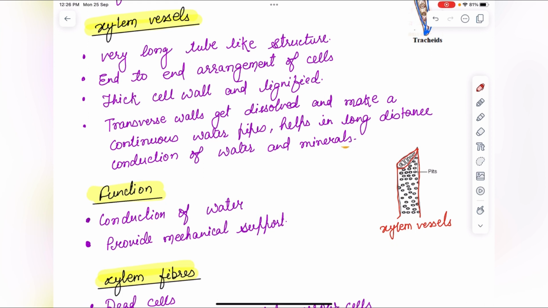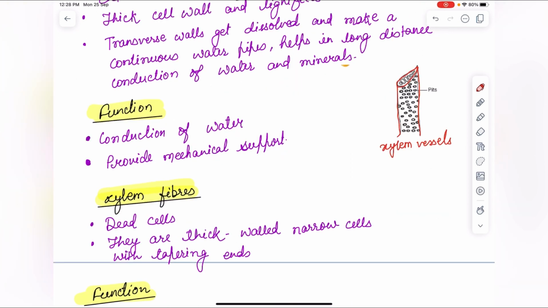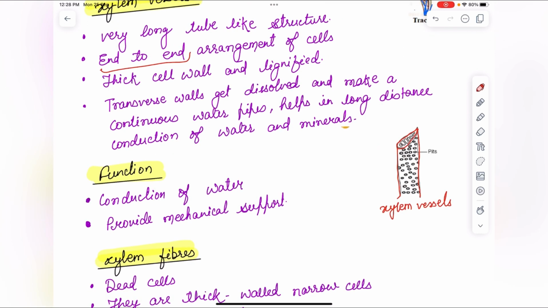Now, what is end-to-end arrangement? This will form an end-to-end arrangement so that they can form a tube-like structure and transport water from the roots to the leaves. The cell wall will be thick and lignified. The transverse walls get dissolved and make continuous pipes, which help in long distance conduction of water and minerals. So it will form a long tube-like structure for the conduction of water and minerals.